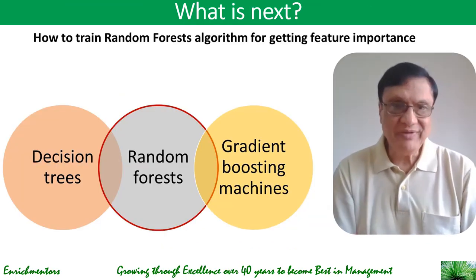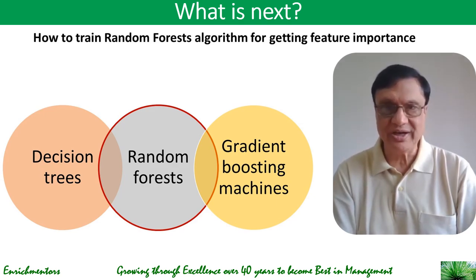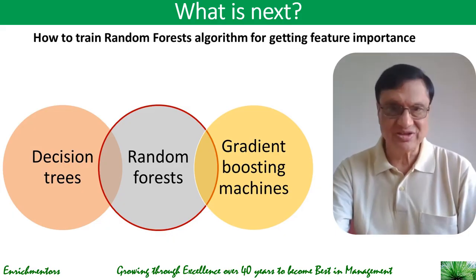So what is next? Having looked at how to train a decision tree, we will look at how to train the random forest algorithm for getting the feature importance in the next lecture.